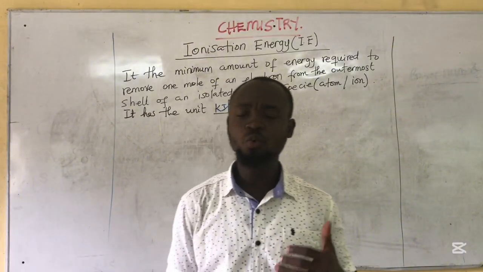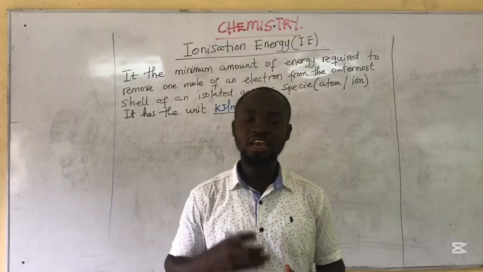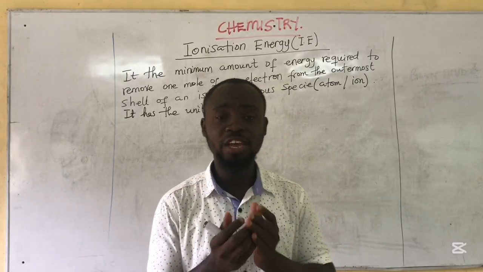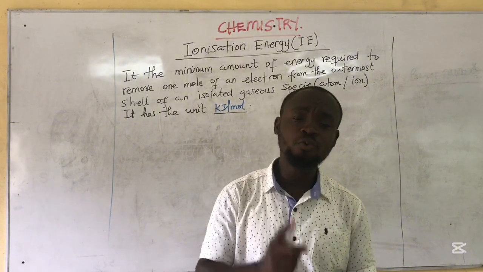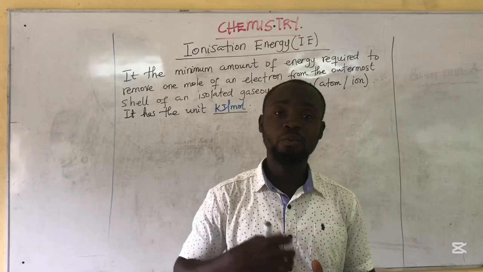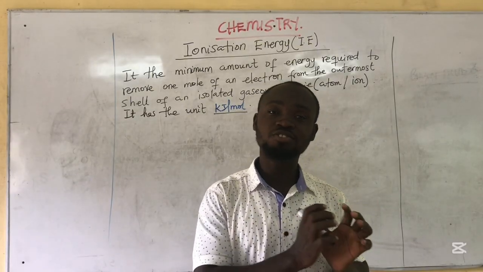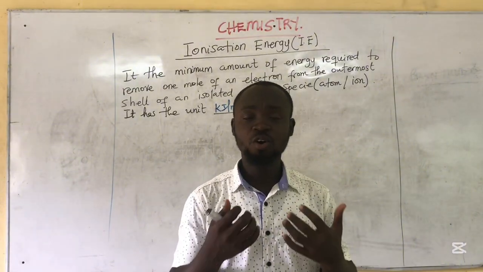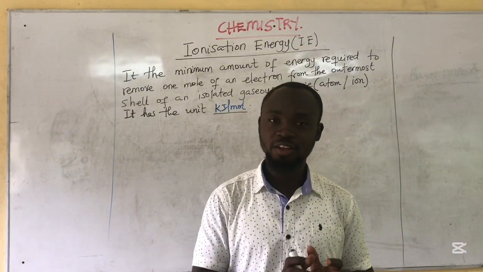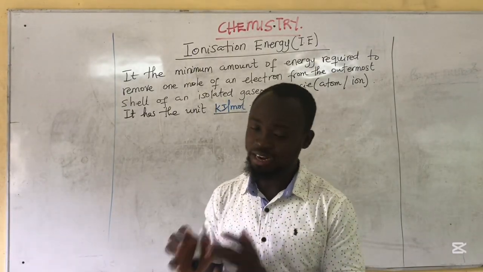Ionization energy. What is ionization energy? Ionization energy simply is the minimum amount of energy required to remove 1 mole of an electron from the outermost shell or the valence shell of an isolated gaseous species. Is that okay? Please, the species can be an atom or it can be an ion.